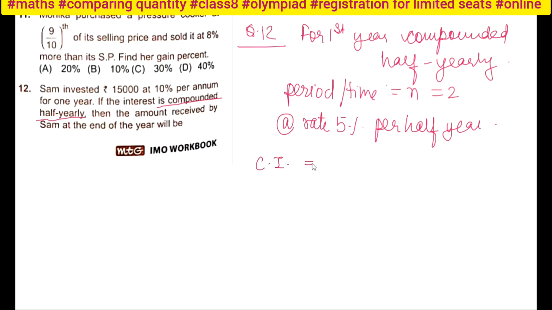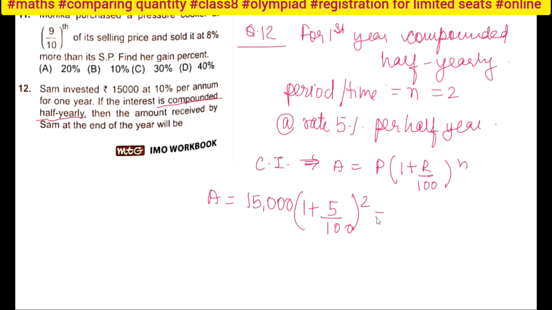The amount formula is A is equal to P times (1 plus r by 100) to the power n, or I can say A is equal to 15,000, because they have invested 15,000. Then what I will do: 15,000 into (1 plus 5 by 100) whole squared, so it will be 1.05. So I can say directly 15,000 into 1.05 whole square, right? After multiplying, the square value is 1.1025.